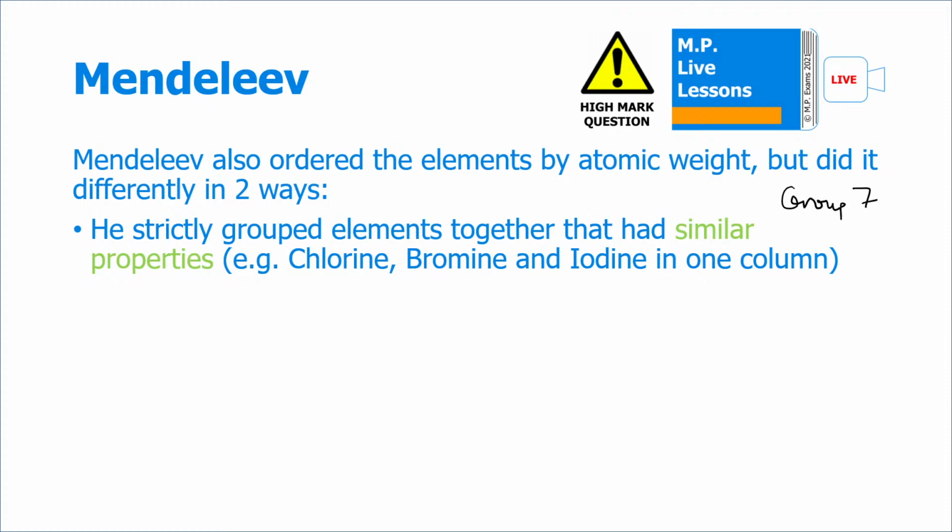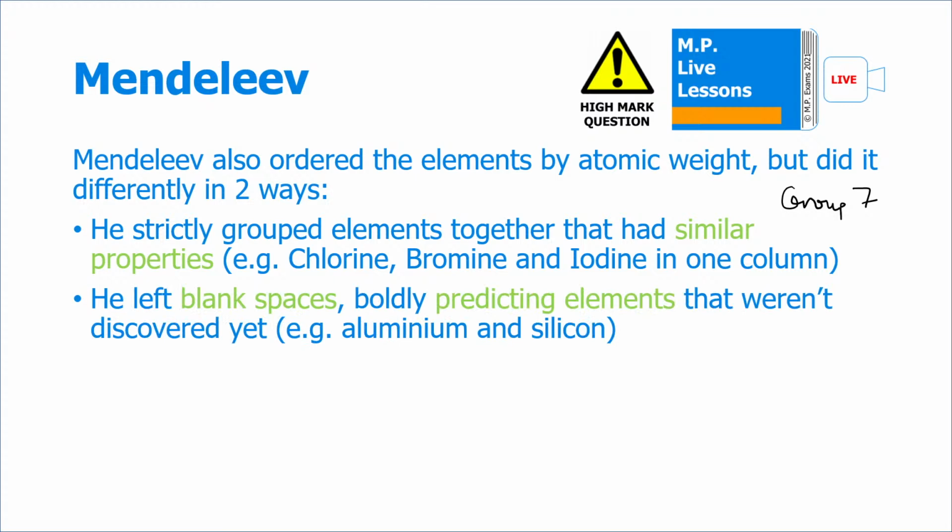And the halogens. And to do that, he left blank spaces, and even boldly predicted elements that weren't discovered yet. When they were found, his predictions were also quite accurate. And this could be a common question.